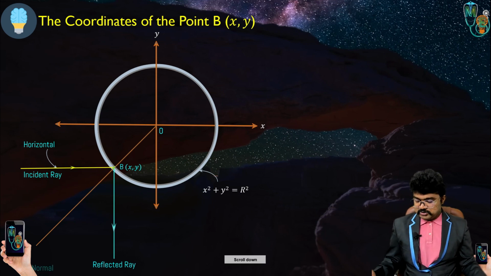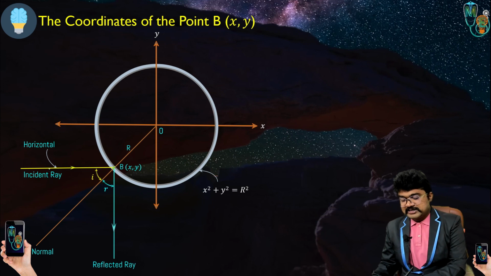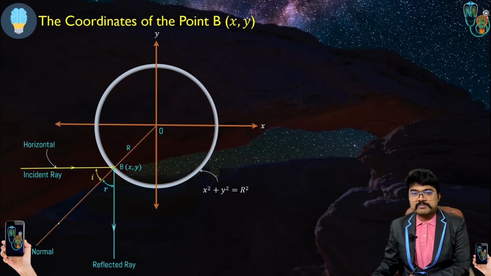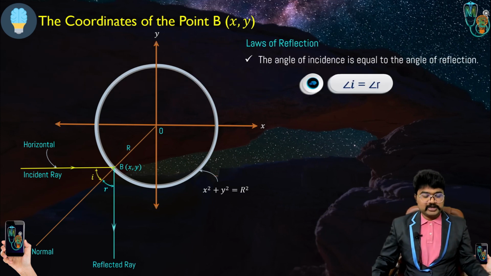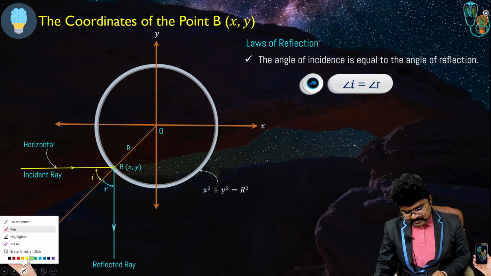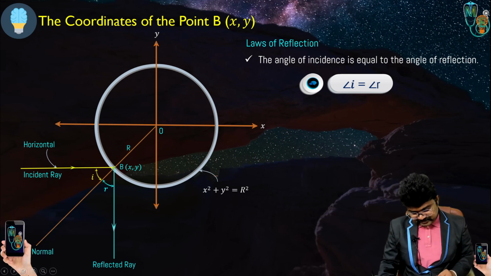Now we already know the definition of angle of incidence. This is the radius. Angle of incidence is the angle made by the incident ray with the normal, and angle of reflection is the angle made by the reflected ray with the normal. So here the laws of reflection we already know. Now similar to the last problem, tell me, from here what are you observing?